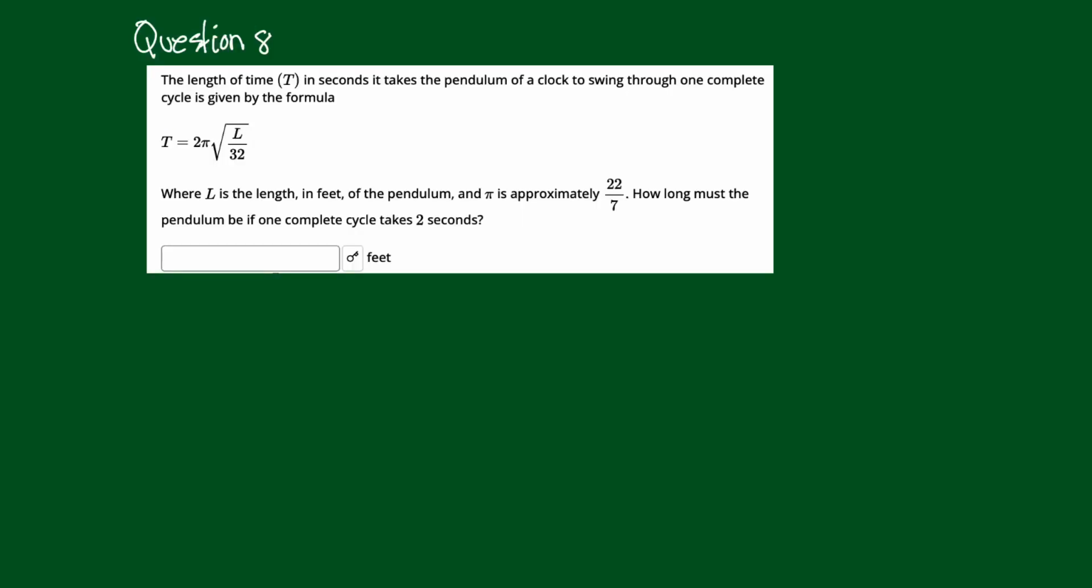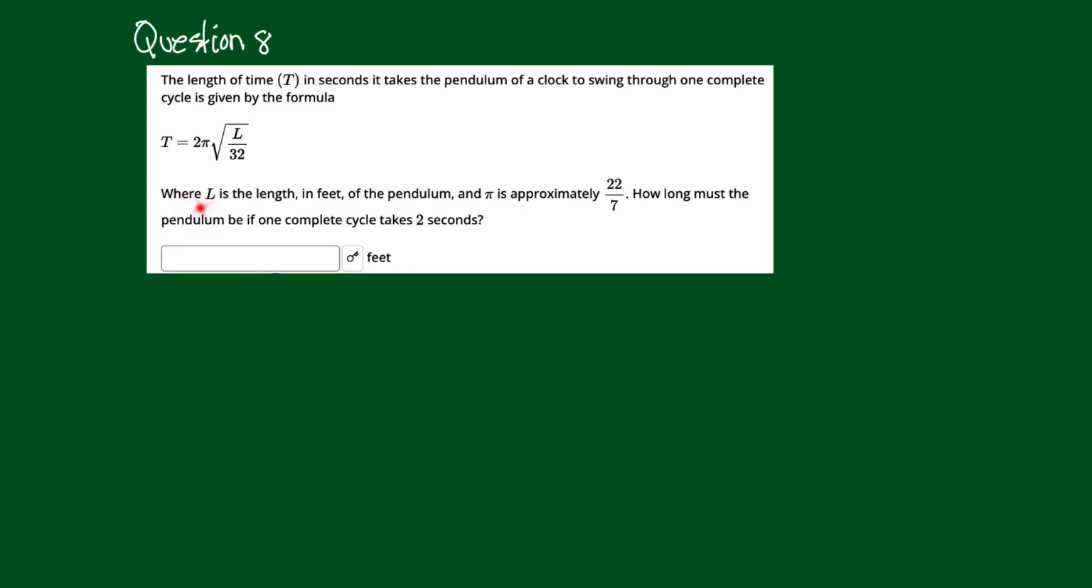Well, let's read through this. It says the length of time, capital T, in seconds it takes a pendulum of a clock to swing through one complete cycle is given by this formula right here. The time depends on the length of the pendulum. So imagine this pendulum goes through one complete cycle. If it's a longer pendulum, it's probably going to take longer to go through that complete cycle. So the time it takes to go through a complete cycle depends on the length.